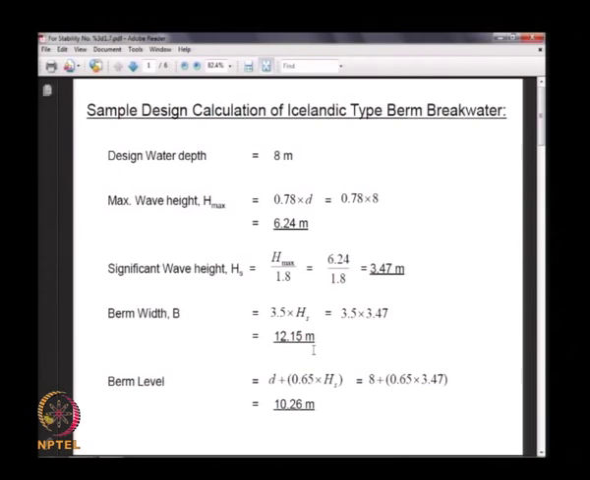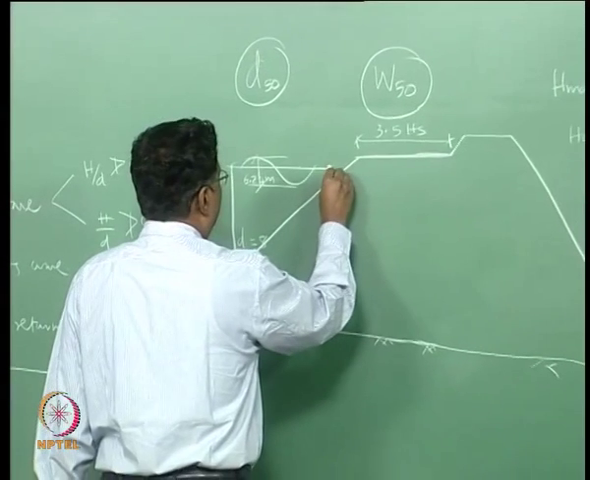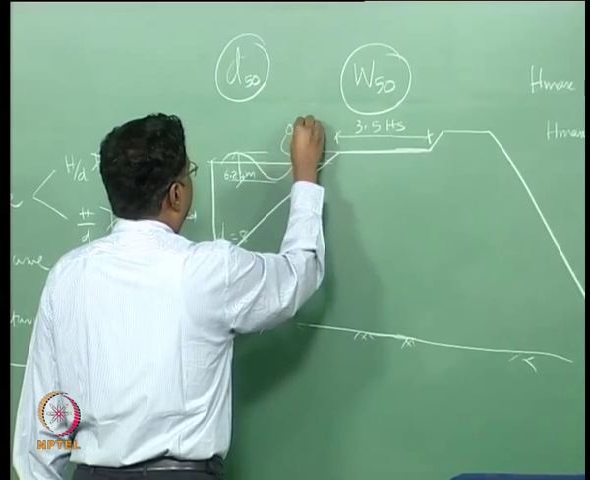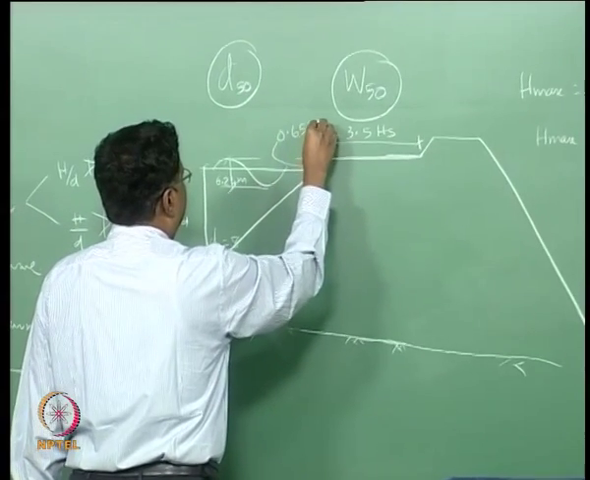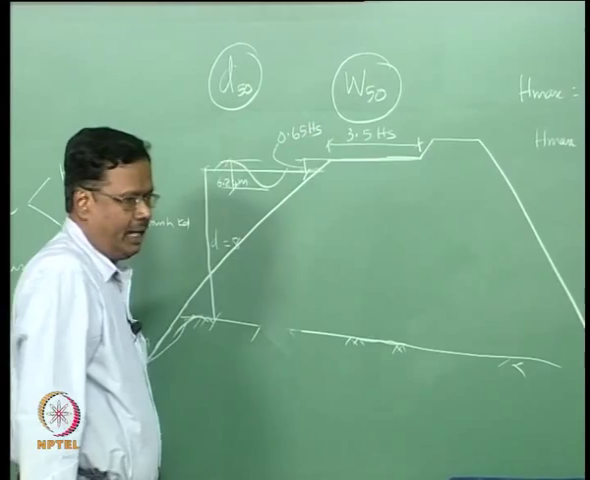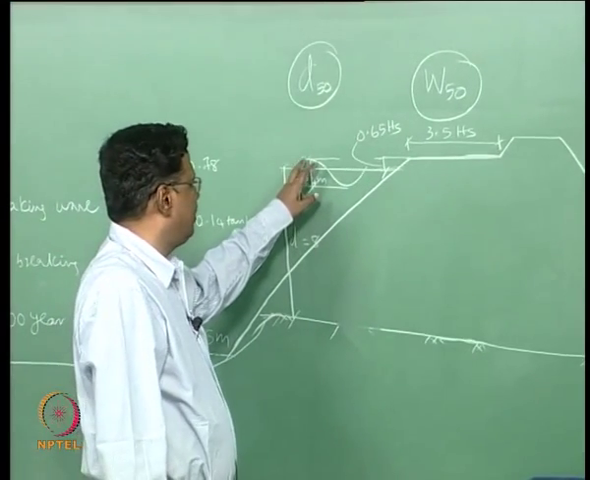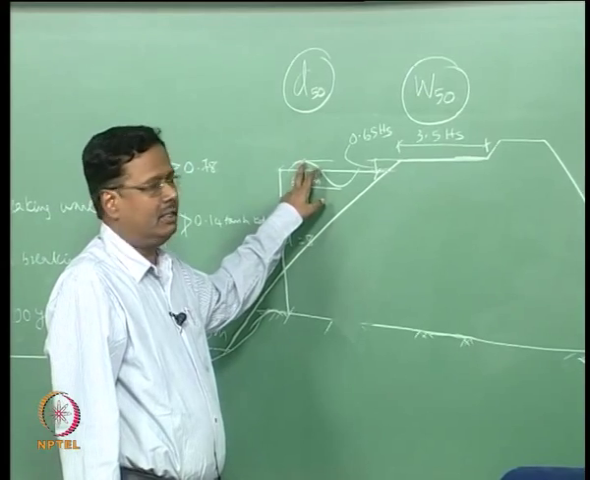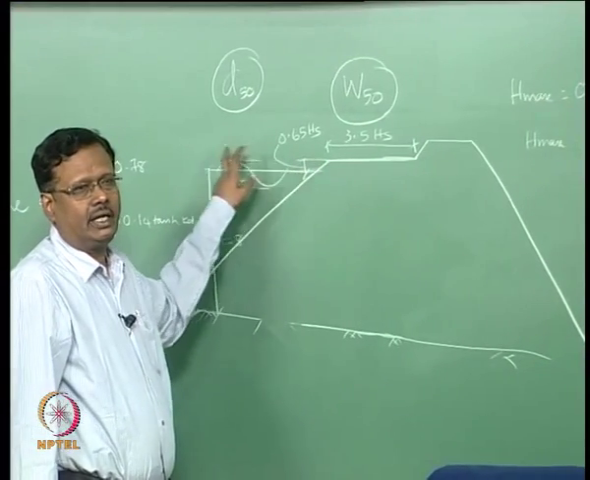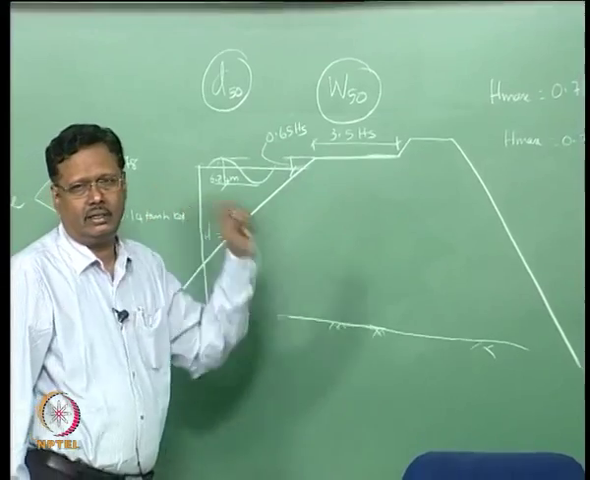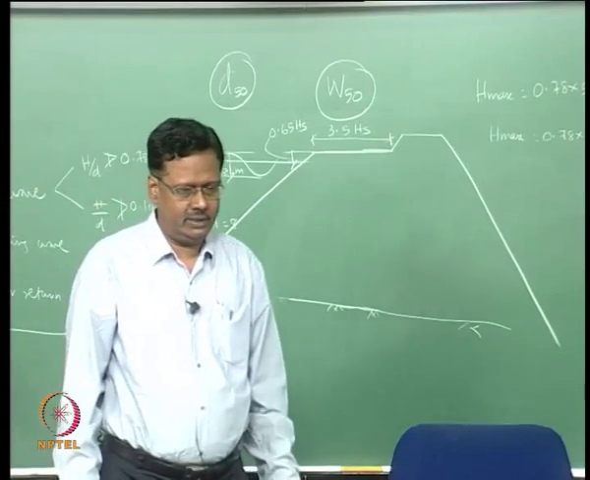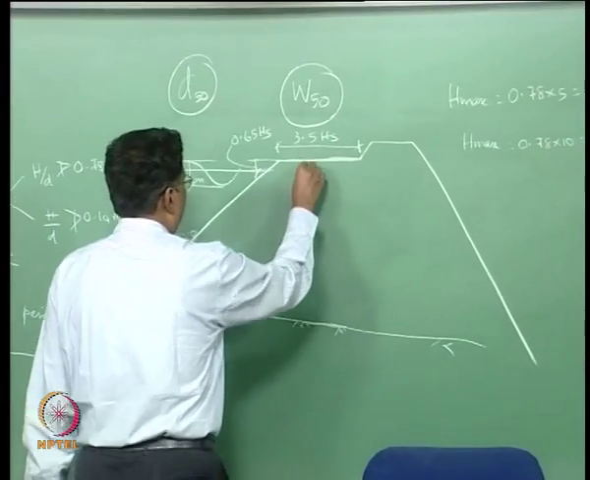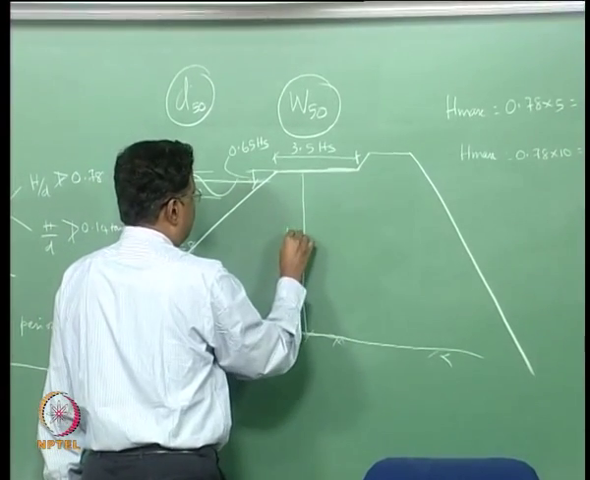The level of berm from the water level should be about 0.65 times Hs. The idea behind that is the top of the wave will be about 0.5 Hs. So this berm top will be higher than the top of the wave, that is why we want to put 0.65 Hs. So this depth will be about 10.26 meters.